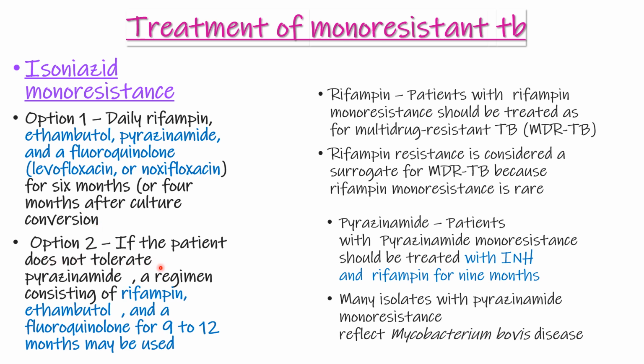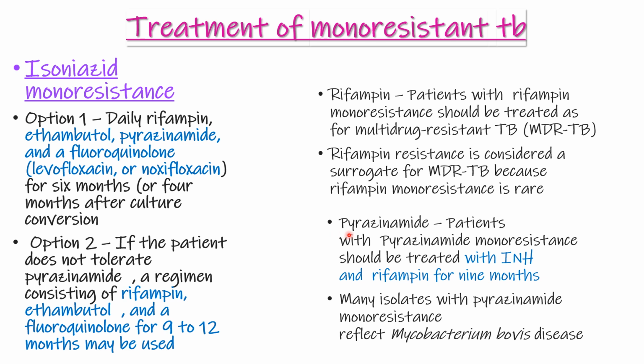Option 2 is if the patient does not tolerate pyrazinamide, which is highly hepatotoxic and also hyperuricemic, then a regimen consisting of rifampin, ethambutol, and a fluoroquinolone could be used for 9 to 12 months. So when a patient is resistant to rifampin alone, they should be treated as multi-drug resistant. This is because rifampin resistance is a surrogate for multi-drug resistance, because on its own it's very rare.